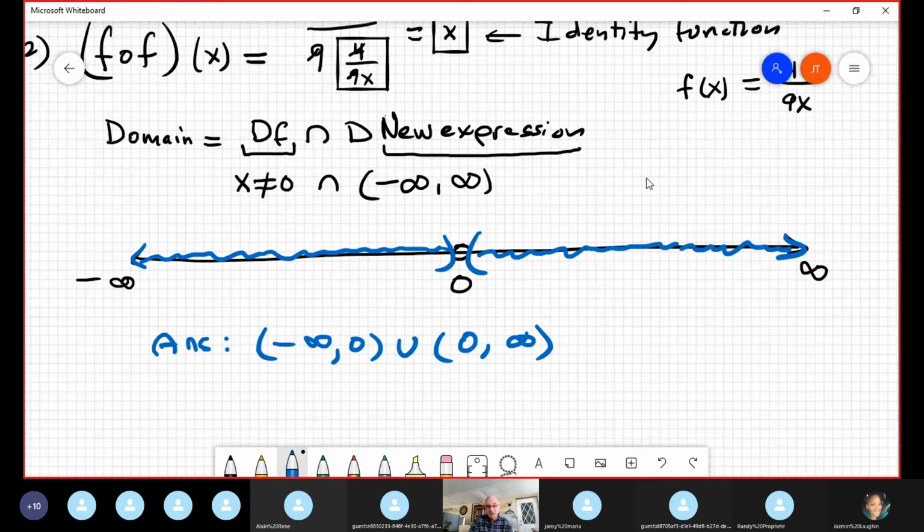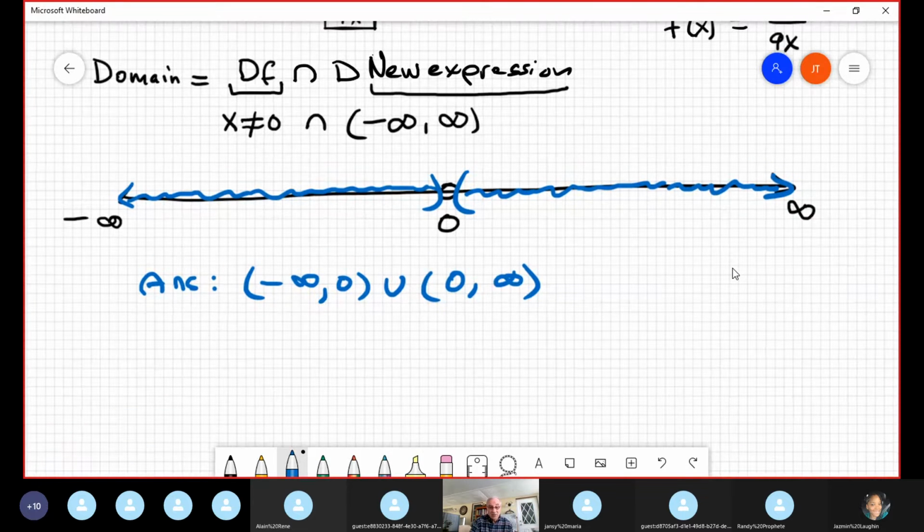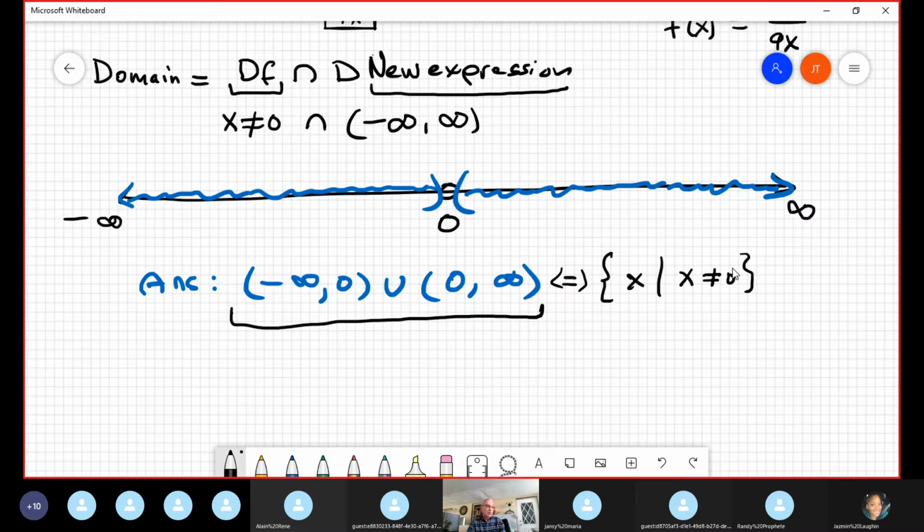I want you to answer me this way in the test. But we have another possibility, the set notation. You can write it like that. This answer is equivalent to saying x such that x is not zero. End of story. This is another notation. Sometimes it's more convenient than this, but it's okay. I like that way in the test. Any question?